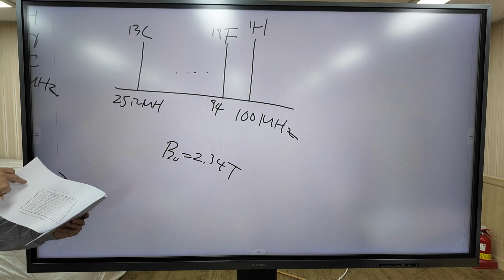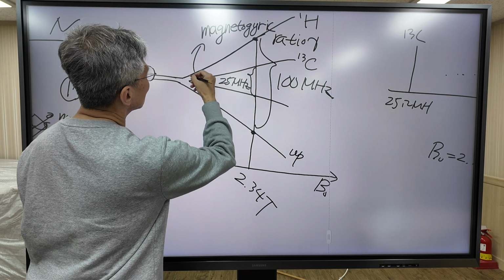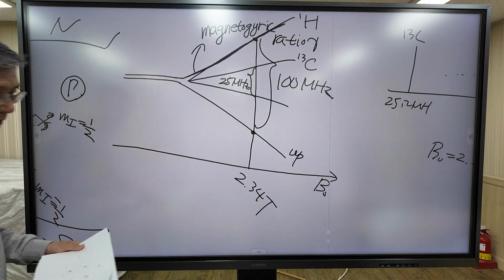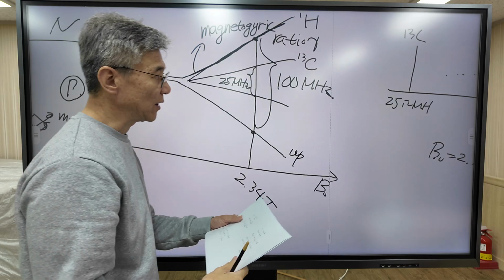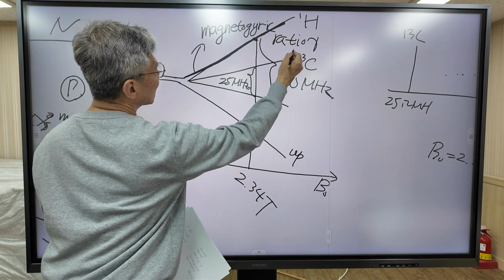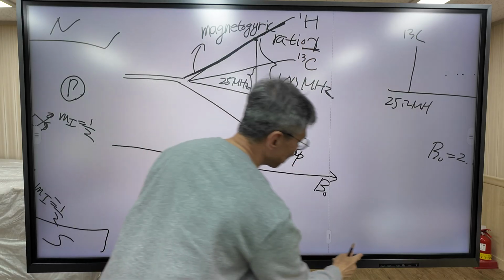Okay. Now, as I said before, the slope depends on the type of the nucleus. Now, I'm going to explain how we derive this formula. How can we derive this ratio, gamma?